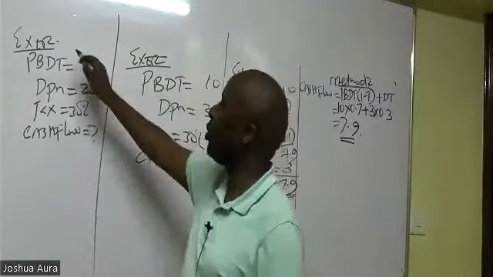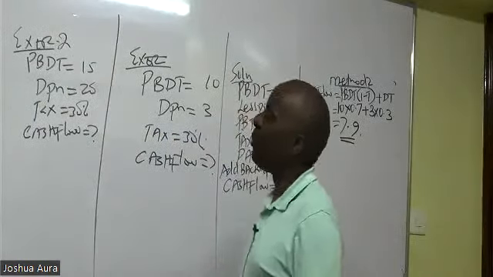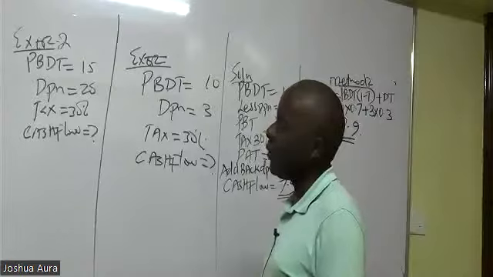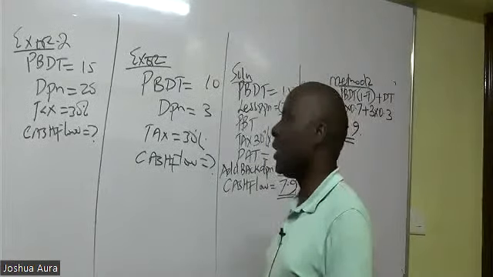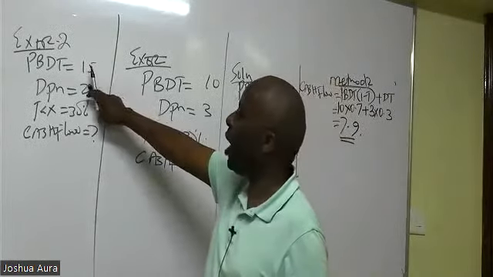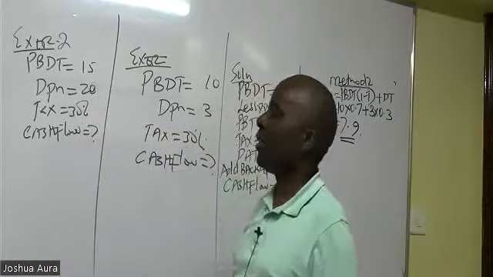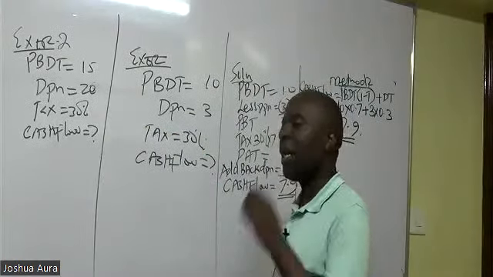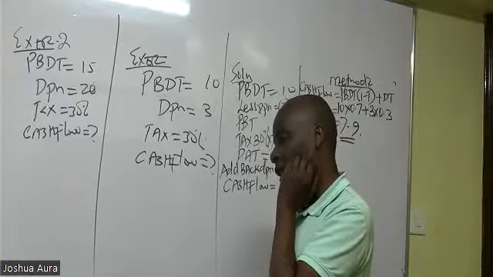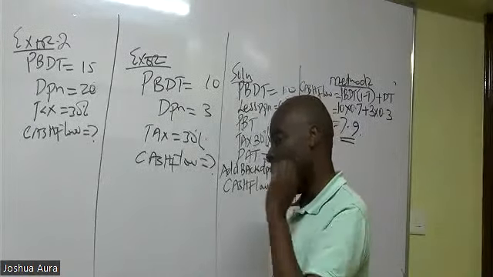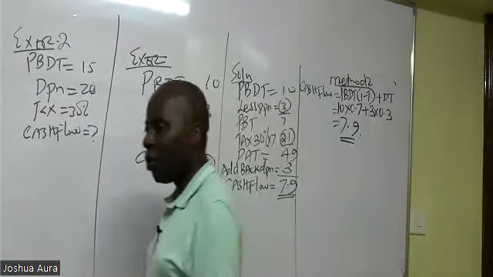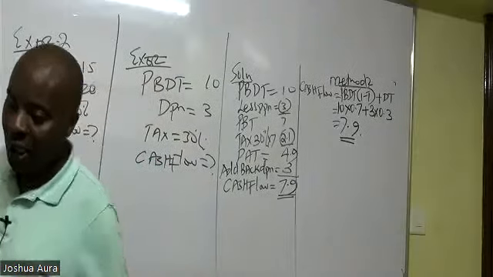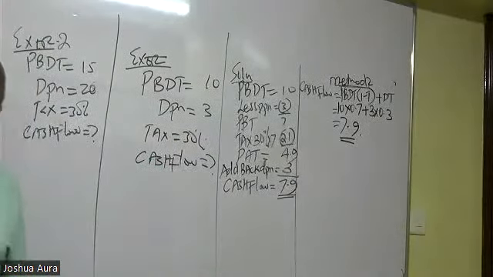So exercise 2. They have given you profit before depreciation and tax of 15. Depreciation here is 20, which is higher than the profit. Tax is 30%. And then they want you to give us the cash flow.